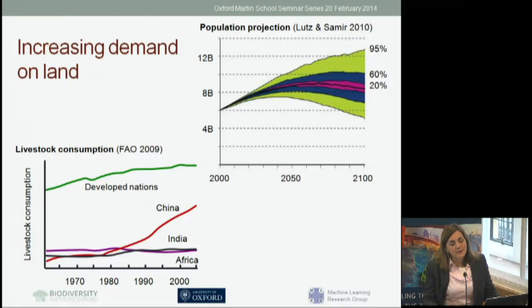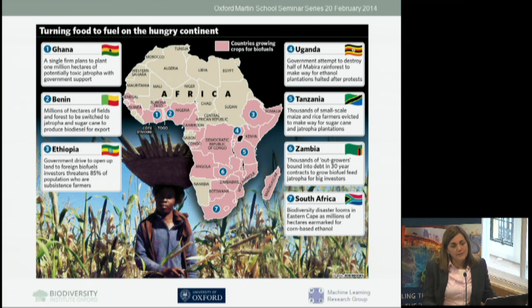But then we've got also an increasing demand on land. So it's not just a demand related to population growth, that in the next 30 to 50 years we're going to be up to the 9 billion mark, but also the change in diet. As people become wealthier, then they tend to move to a more meat-based diet. So if we look at China, for example, and this is livestock consumption in the last 30 years, you'll see there's been a very large increase in the amount of meat being eaten, and that in itself puts a huge impact on land. And then we've got another conflict coming through right now.